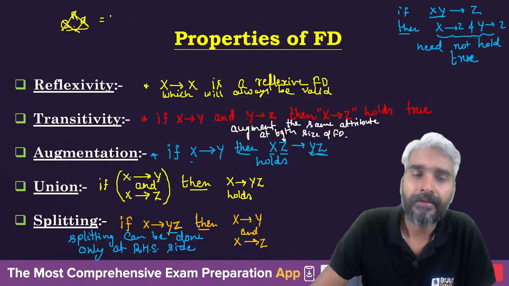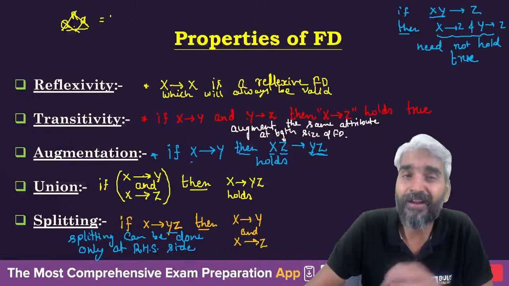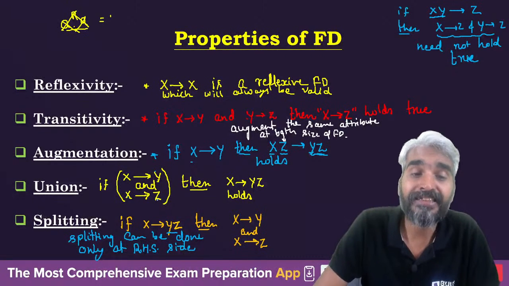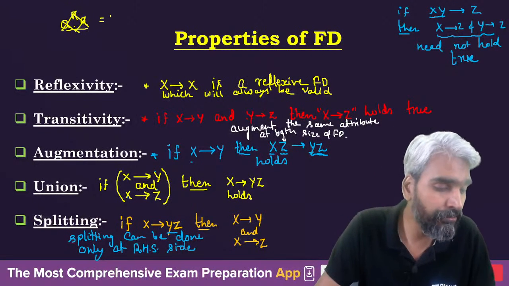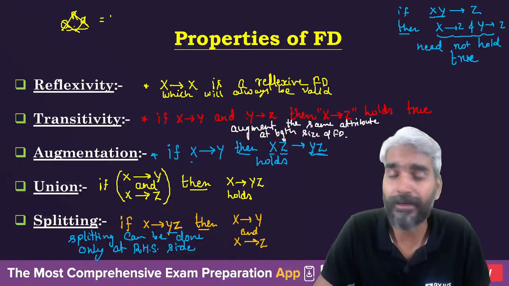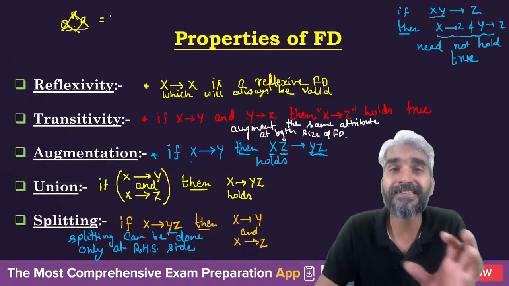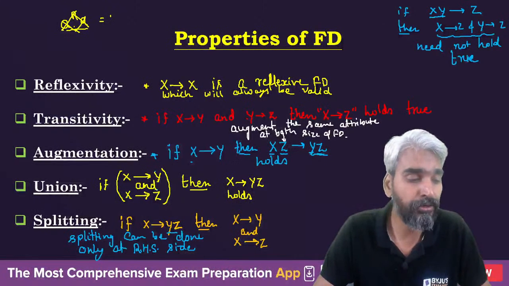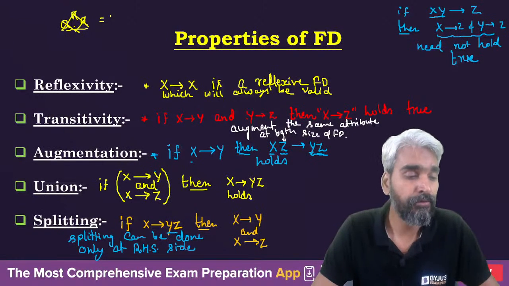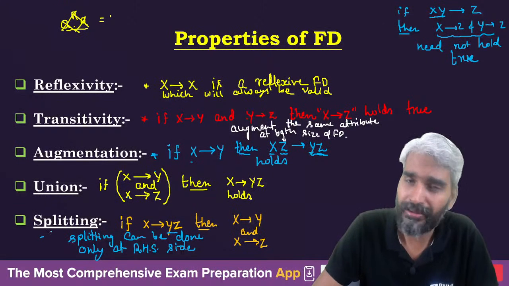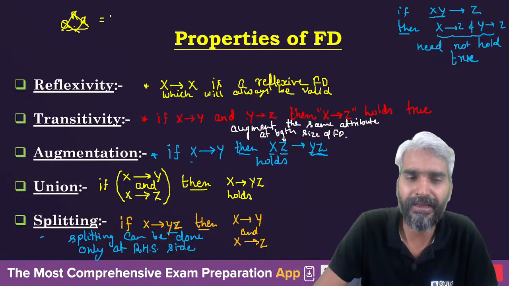Now similarly, union: X implies Y. So here we are trying to say that X can determine Y and X can determine Z. So if X can determine both Y and Z, then why don't we write it as X determines Y and Z? Clear? Similarly, splitting rule is again the same, that X implies YZ.